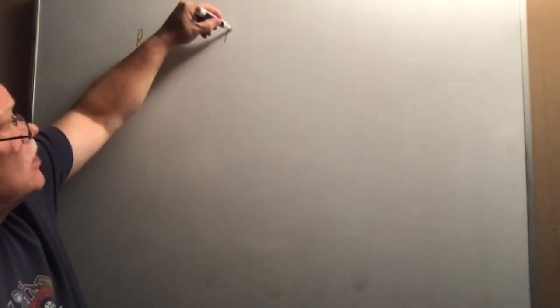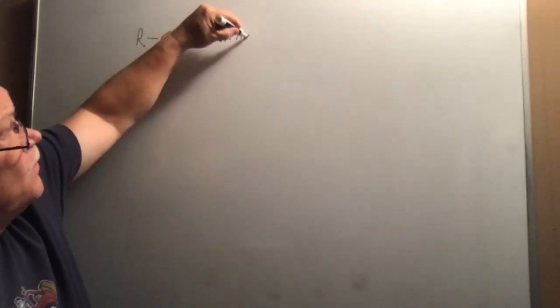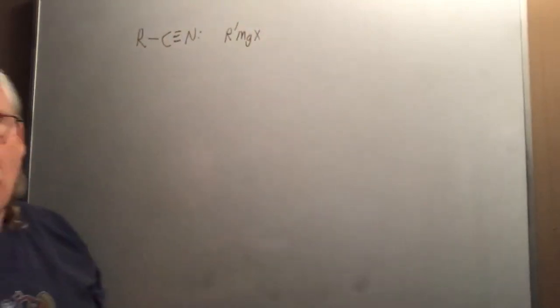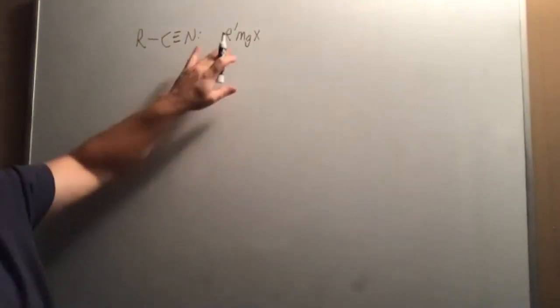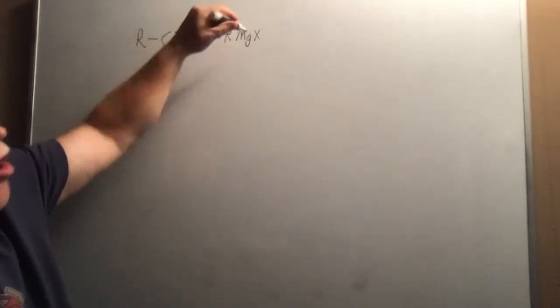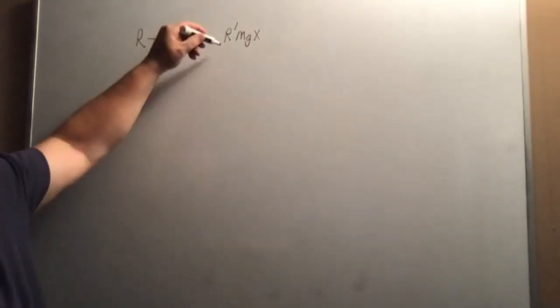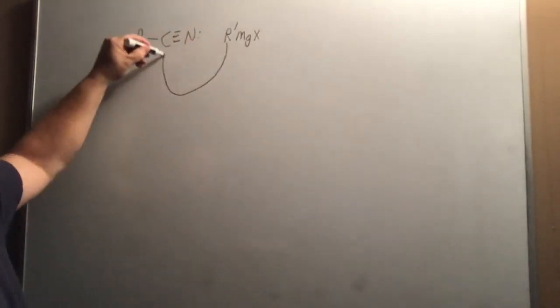This is a nitrile reacting with a Grignard reagent. Now, if we think about a nitrile, it's a C triple bond N. Now, if we react this with a Grignard reagent, again, remember this Grignard reagent is just a negative R and a positive magnesium. So where is the R going to attack?